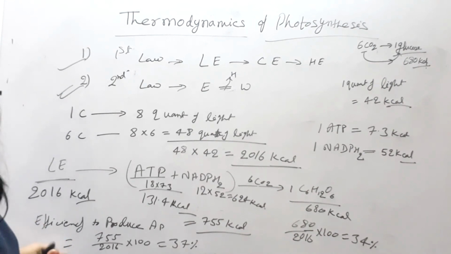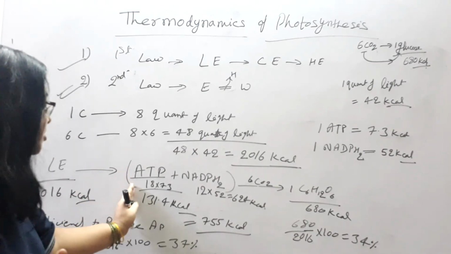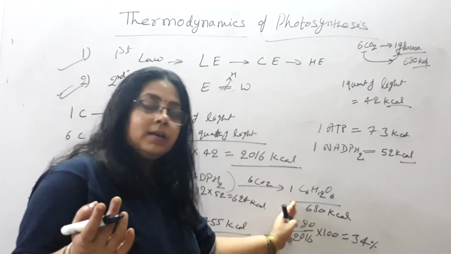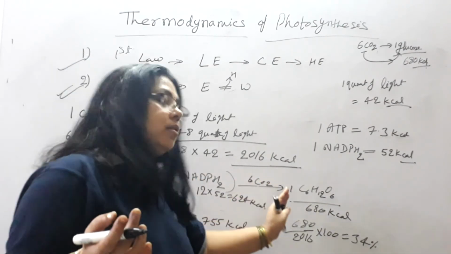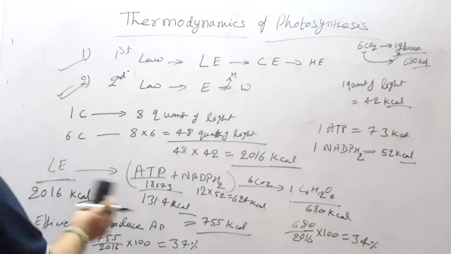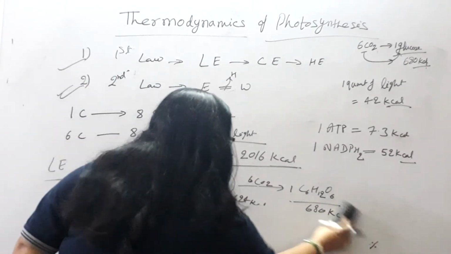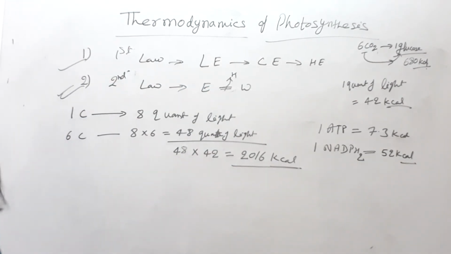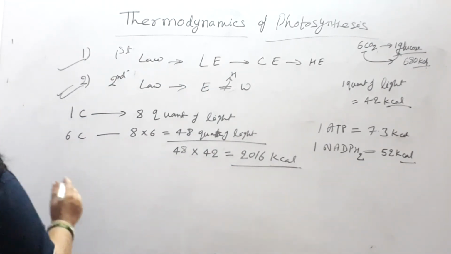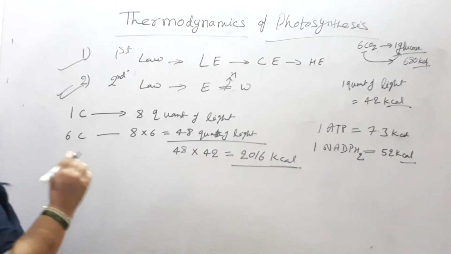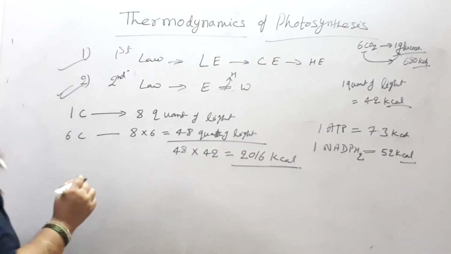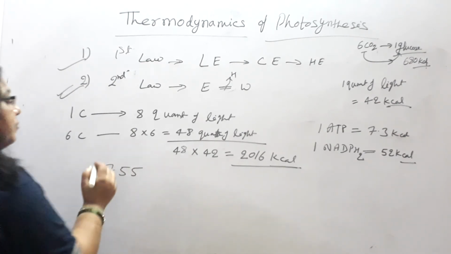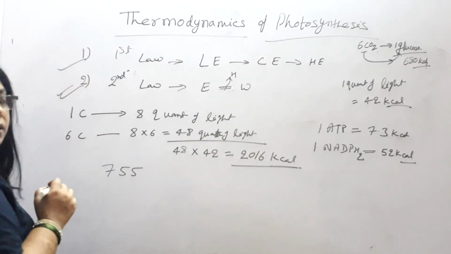Now, one more thing. What is the efficiency of this assimilatory power converting into glucose molecules? This chemical energy is converted into this one. Now, in the next step, I am proving that both the first and second law of thermodynamics are followed by photosynthesis. Now here, the amount of energy produced by assimilatory power is 755 and the amount of glucose produced is 680.